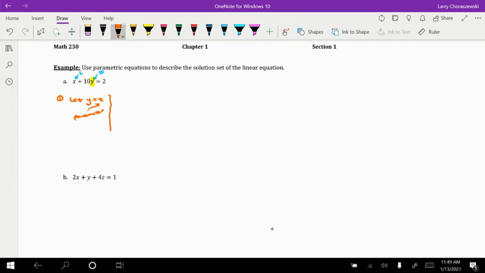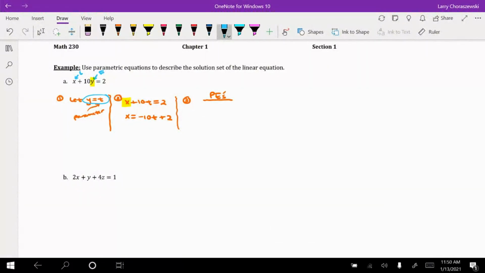This takes us to step 2, where we're going to rewrite this equation using t instead of y. So it's going to be x plus 10t equals 2. And this allows us to isolate the variable x, thereby giving us an equation for x which involves the parameter t. The third and final step is just to make a list of your parametric equations. I'll say PEs for short.